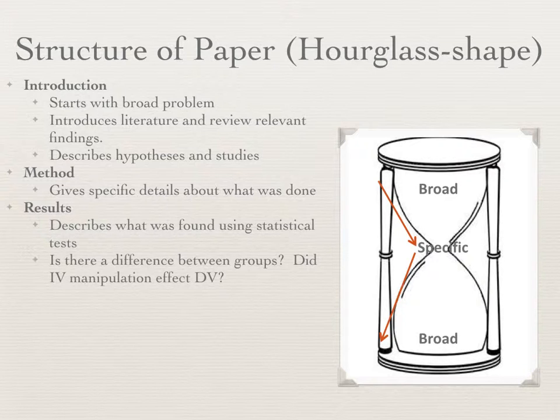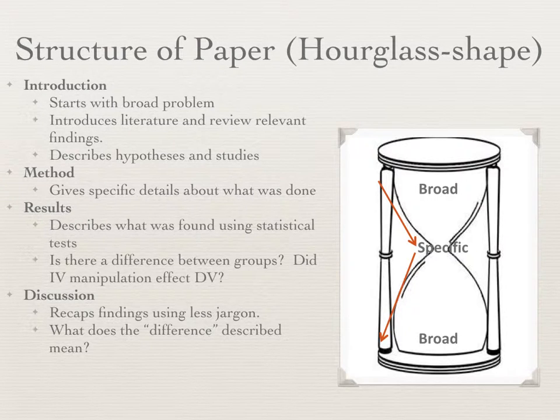Basically, this is going to tell us, is there a difference in the groups? Because again, we're primarily looking at experimental designs here. So was there a difference between the levels of our independent variable? That's what the results are going to tell us. Yes, there was a difference, or no, there wasn't a difference. And again, this is very specific because they're talking about individual numbers.